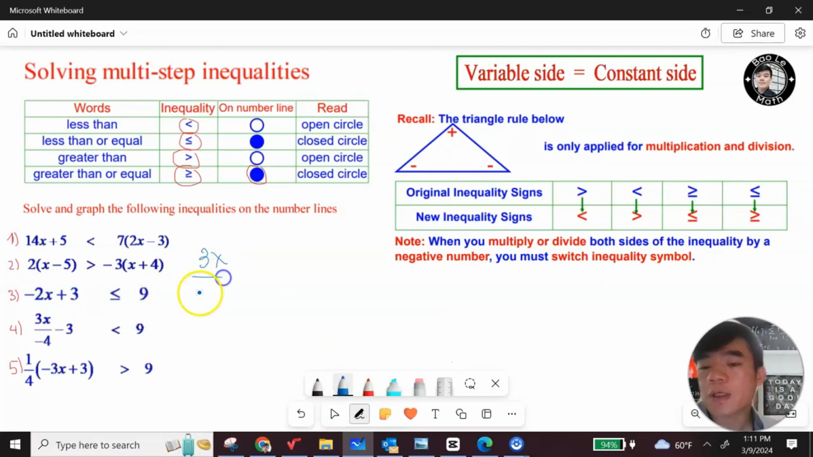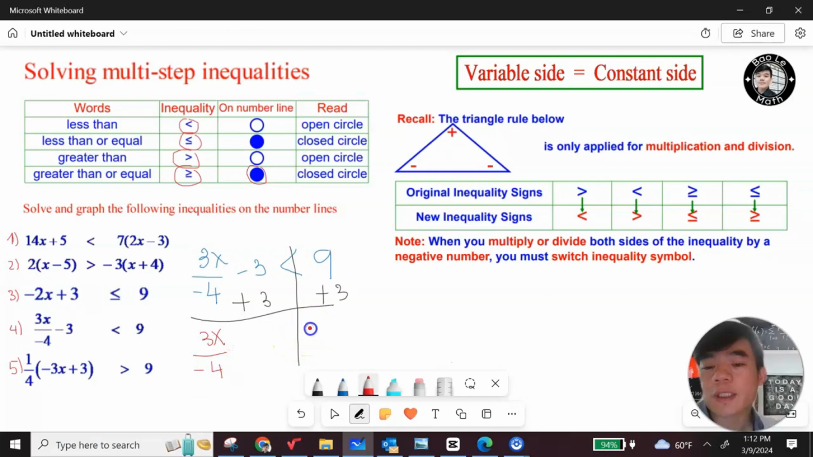3s over negative 4 minus 3 less than 9. Now draw a line. First you need to deal with negative 3 right here, so you need to add 3 to both sides. So you have 3s over negative 4, less than. This guy cancels out. 9 plus 3 is going to be 12.